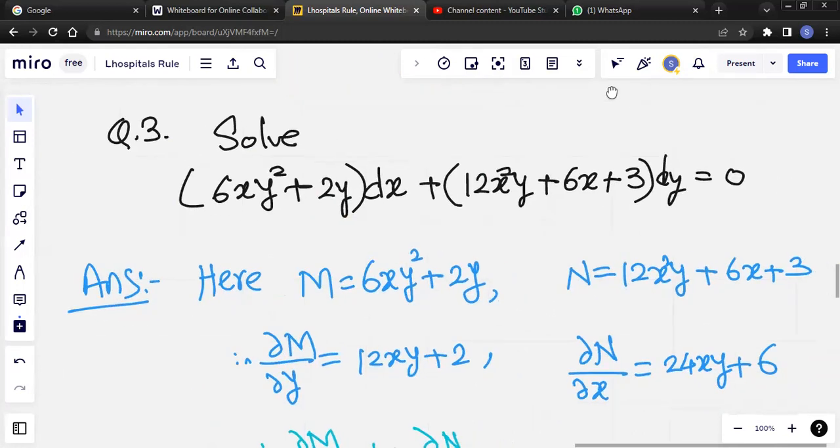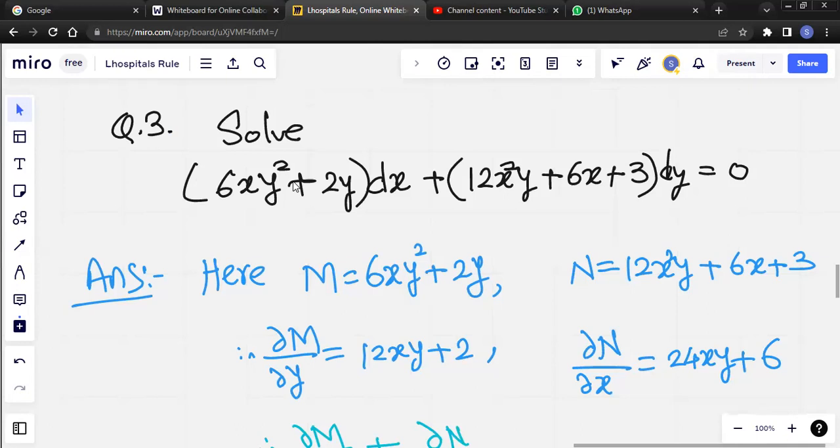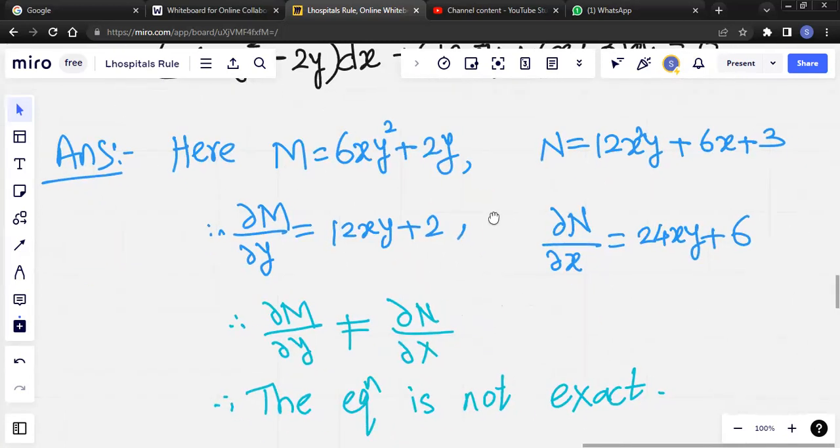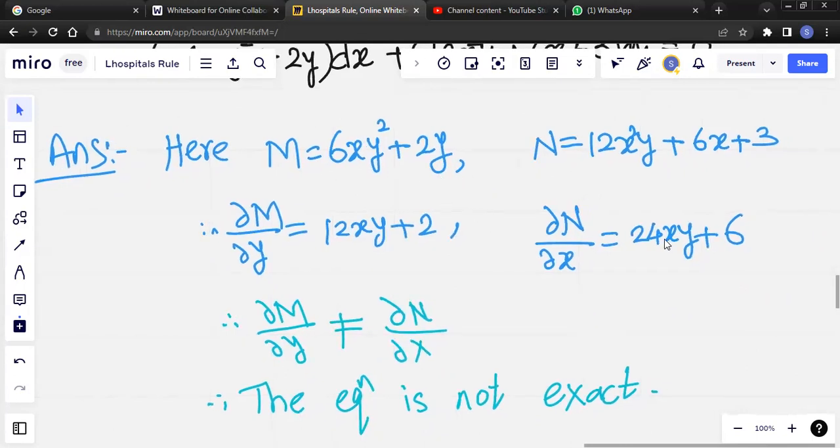Let us deal with one more question of the same kind, but the question directly asks us to solve. In this case we have the question as (6xy square plus 2y) dx plus (12x square y plus 6x plus 3) dy equal to 0. M is 6xy square plus 2y. N is 12x square y plus 6x plus 3.